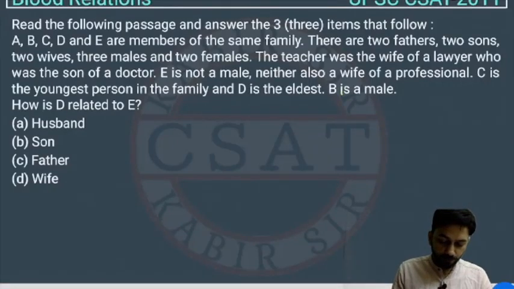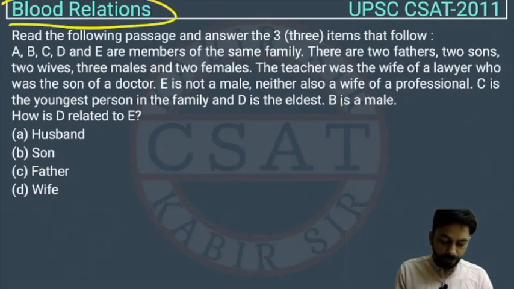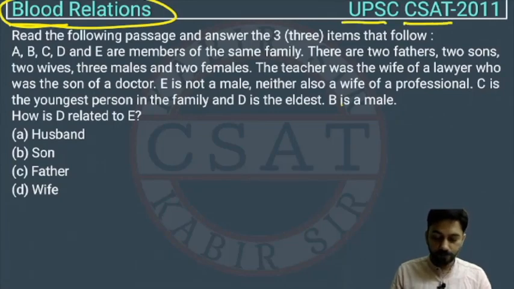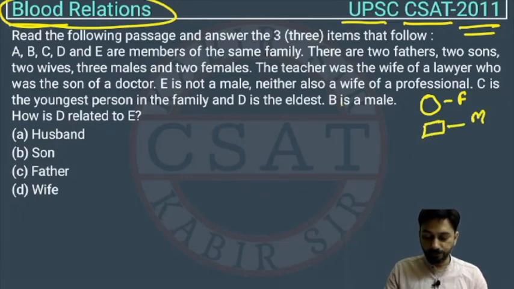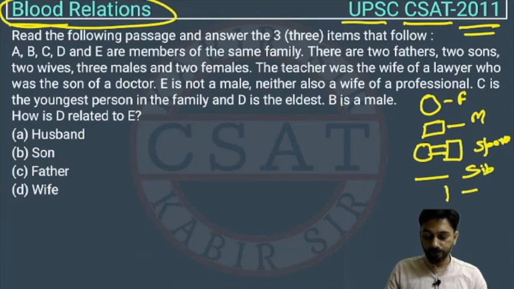So this is a question of reasoning from chapter blood relation asked by UPSC in their CSAT paper of 2011. Right. So in the blood relation question, as I discussed many times, we will represent female by this circle, male we will represent by this rectangle. Right. This equal sign among male and female will represent spouse relationship. Right. And this horizontal line will represent siblings and vertical line will represent father or son daughter relationship, right?